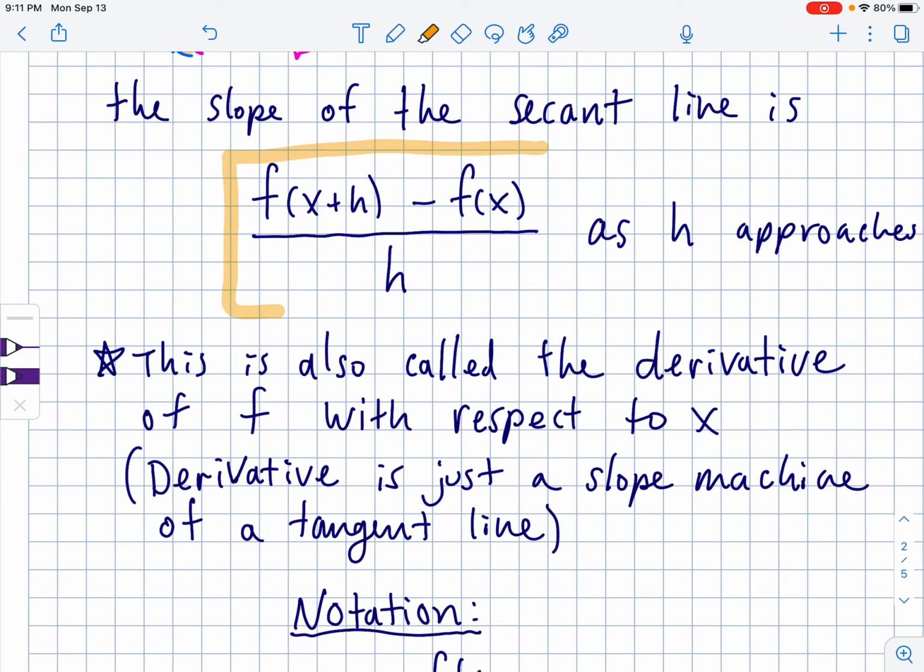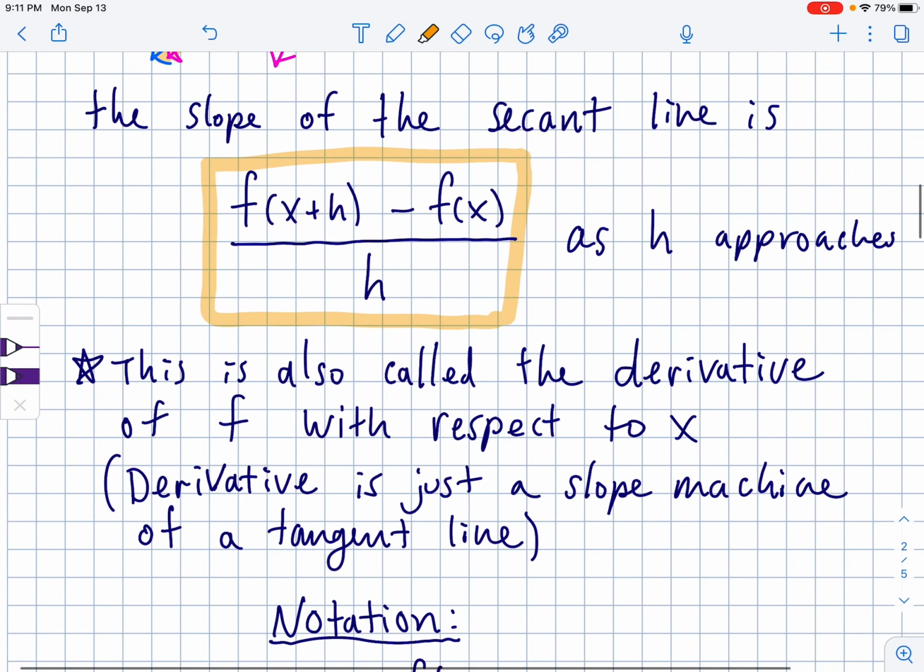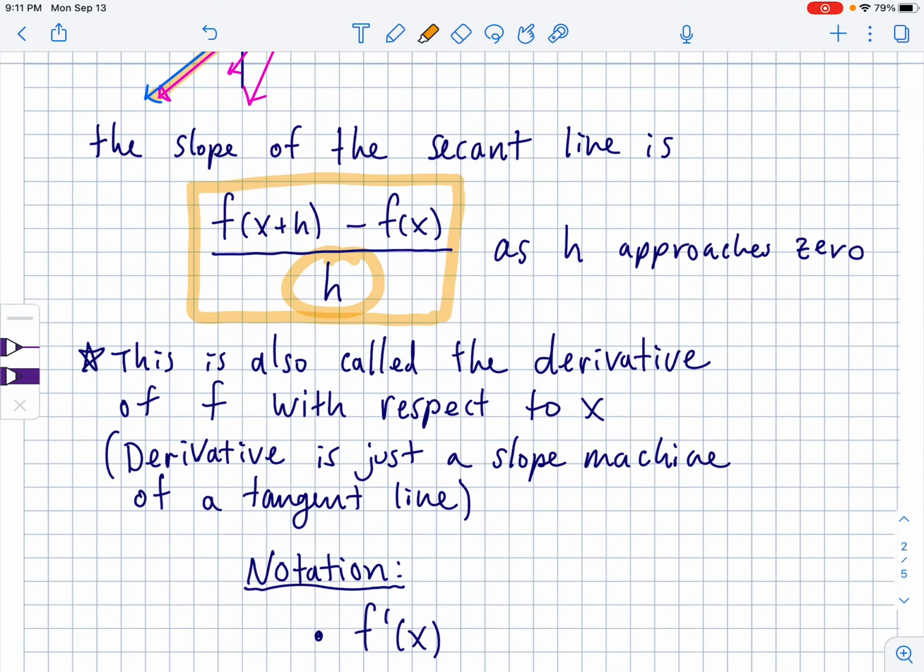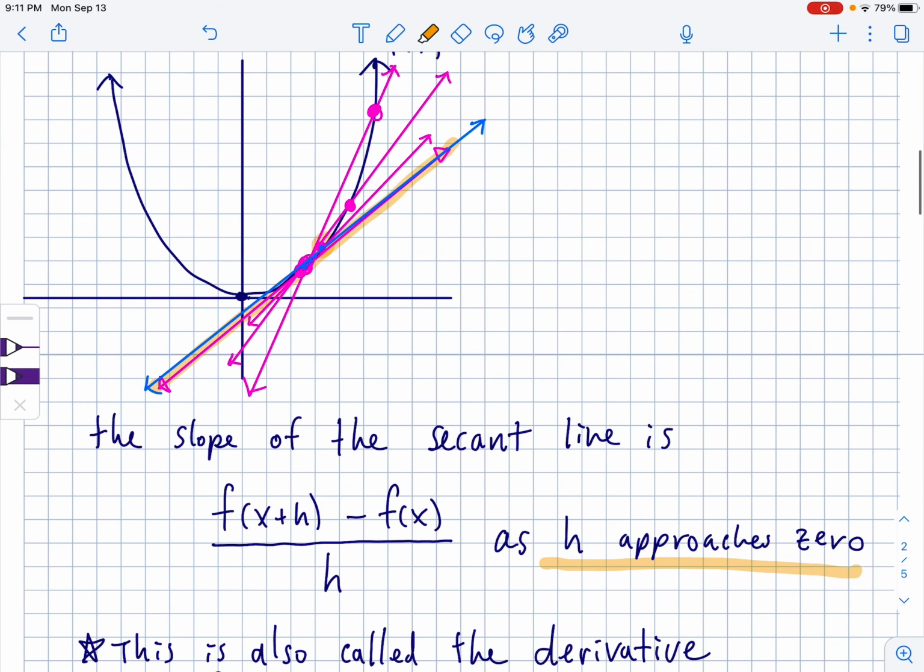So this is kind of the definition of a derivative. We'll get into it, but it's like slope. It's finding the rise over the run, but when the run here on the bottom gets smaller and smaller and smaller. So here I said that that's the definition of the slope of the secant line as h approaches 0. So that's as h gets smaller and smaller and smaller.